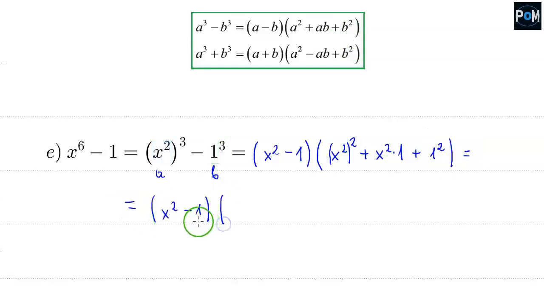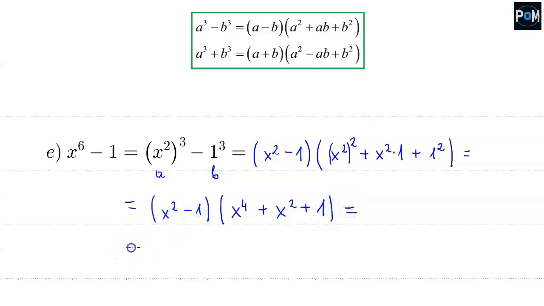The first parenthesis stays the same for now. I'll calculate the second one. X squared and then squared again equals x to the 4th power. When we multiply x squared by 1 here, we get x squared. And 1 squared is 1. It might seem like this is the end of the example, but it's really not.